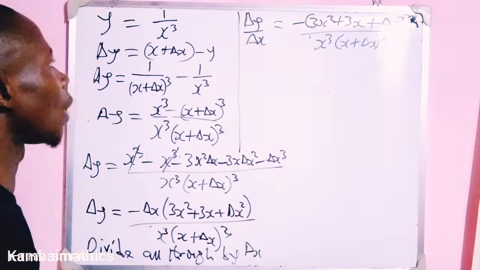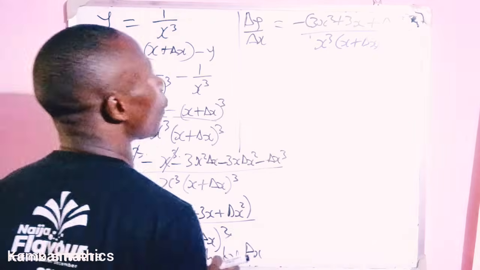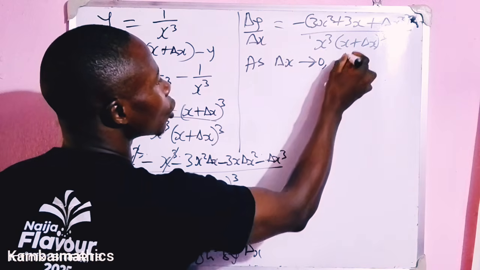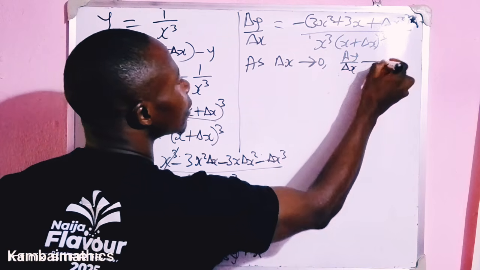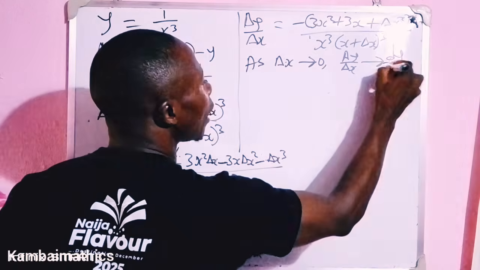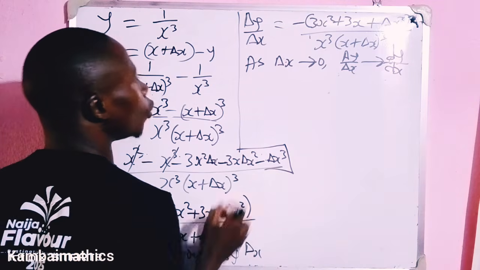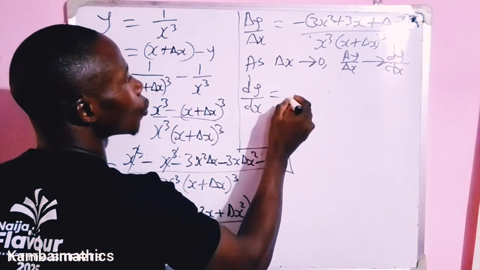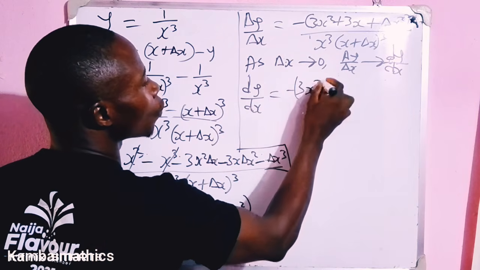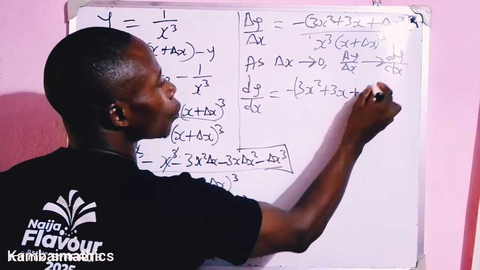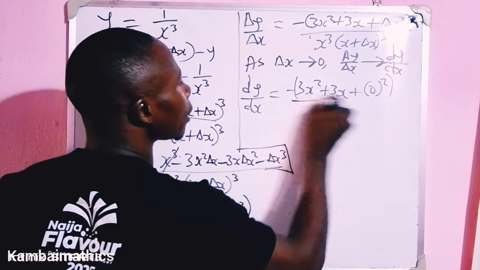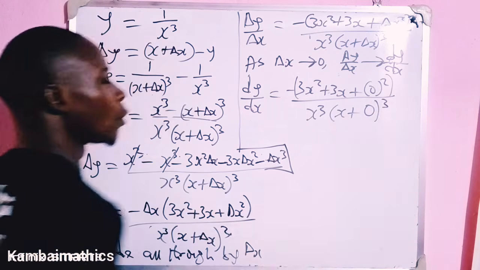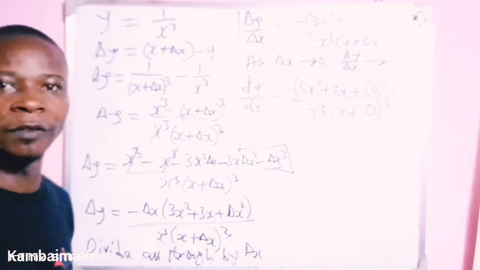So having gotten this one here, we will now draw the conclusion to find our answer. As delta x tends to 0, by implication, delta y all over delta x tends to dy all over dx. So this will give us dy all over dx is equal to minus open bracket 3x square plus 3x plus open bracket 0 square, close the bracket, all over x raised to the power of 3 in bracket x plus 0, close the bracket, raised to the power of 3.